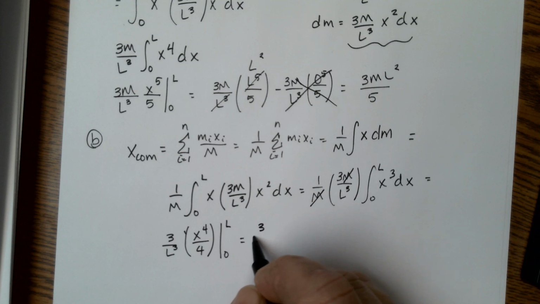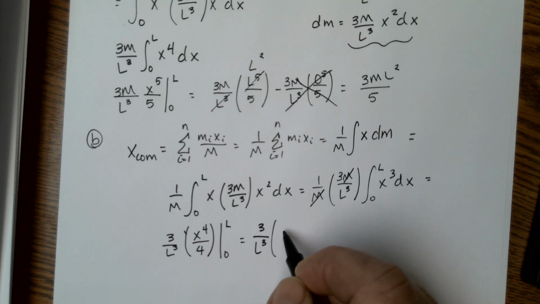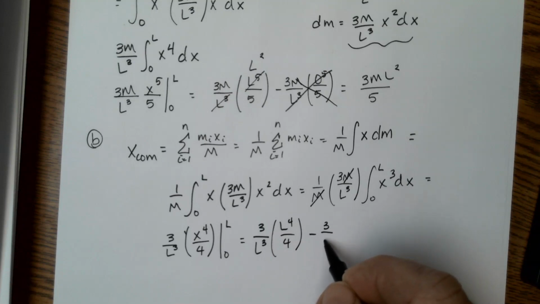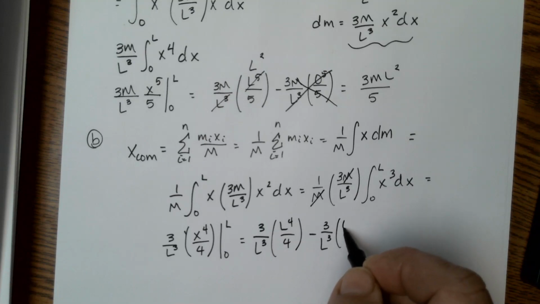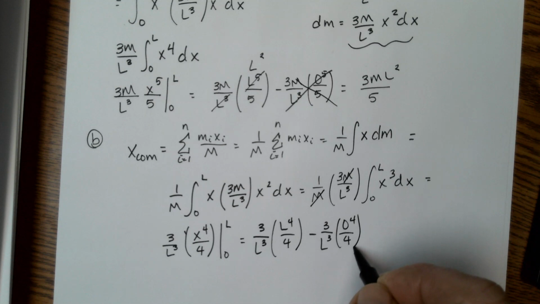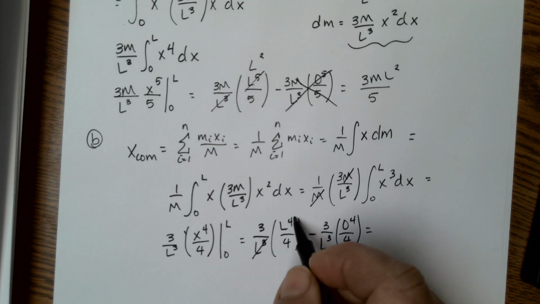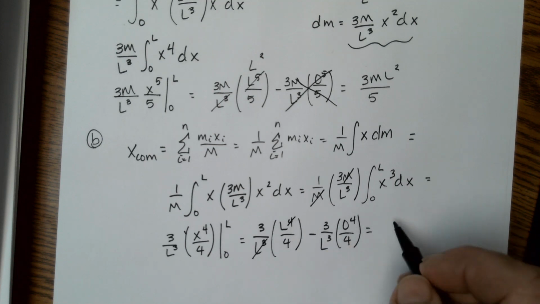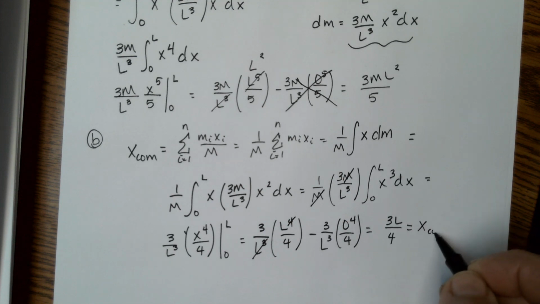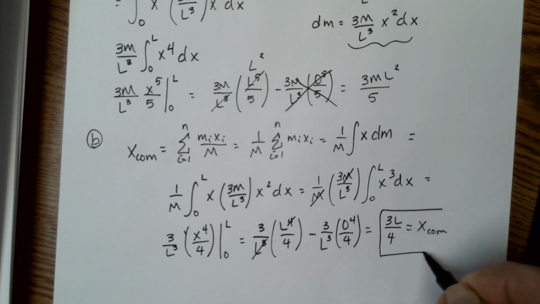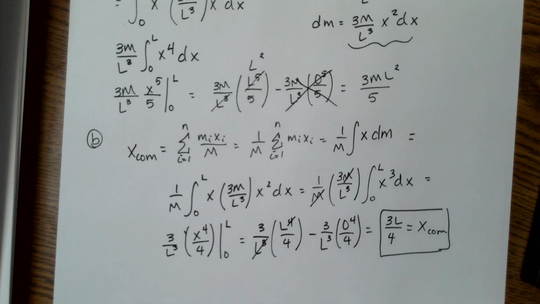So I get 3 over L cubed times L to the fourth over 4, minus 3 over L cubed times 0 to the fourth over 4. Again, you could leave this off. We know it's going to be 0. So this has 3 L's down here and 4 up here, so I'm left with 1 L. So I get 3L over 4. And that is my center of mass of this triangular rod.